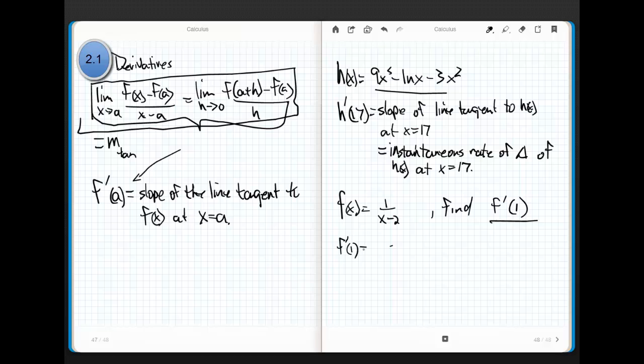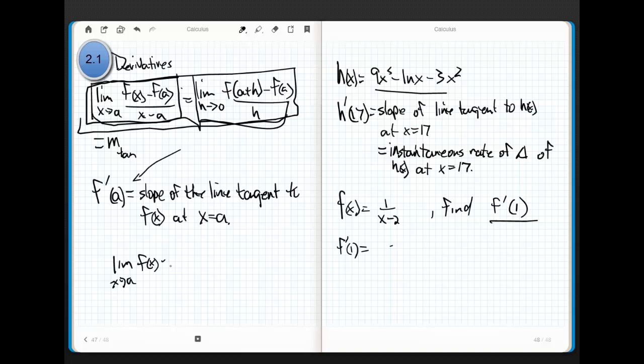What's going to happen is you're going to be able to choose which way you like to do these things best. However, you're going to have to be fluent at identifying both of these terms. Let me rewrite those: the limit as x approaches a of f of x minus f of a over x minus a, and the limit as h goes to 0 of f of a plus h minus f of a all over h. And you have to be able to identify both of those as f prime of a.